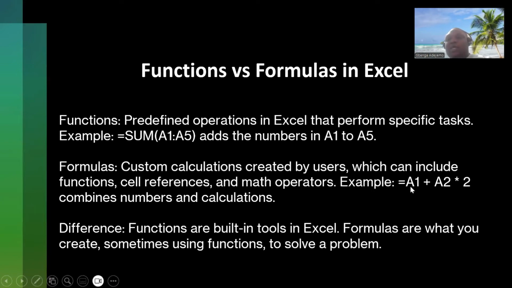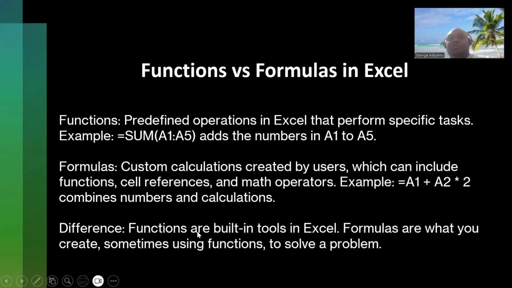You see an example here, A1 means your cell A1, right, plus your cell A2 multiplied by 2. Now, in this formula, for example, it does not involve the use of any Excel function, right? It's just you adding up two different cells together, then multiplying the result by 2, right? And there are some formulas where you might need to combine different Excel functions coupled with cell referencing and operators to be able to achieve a desired result. And that is what we call a formula.